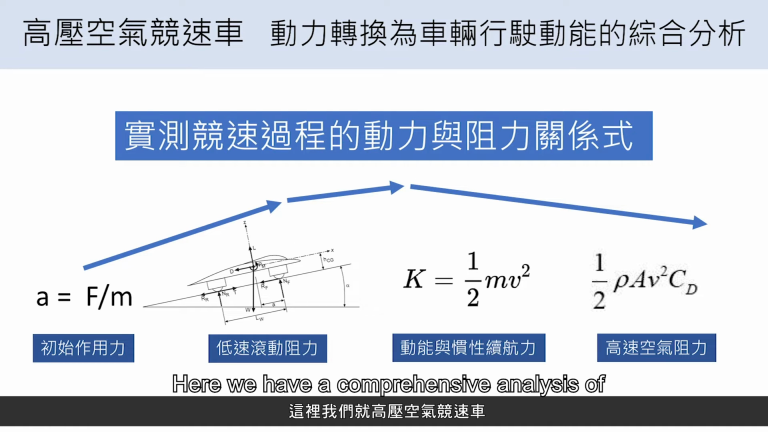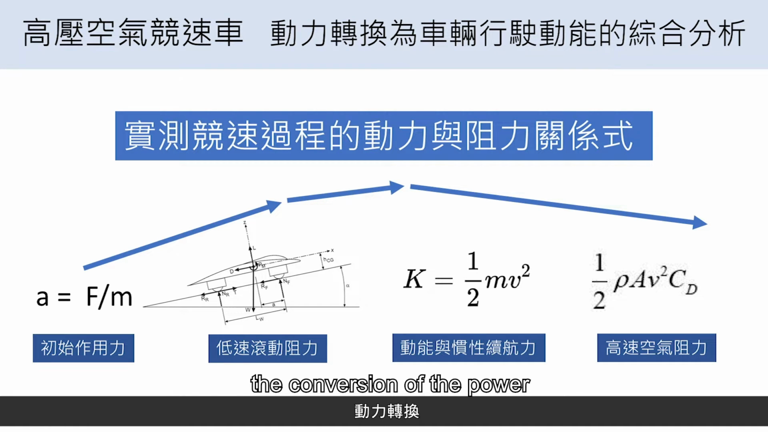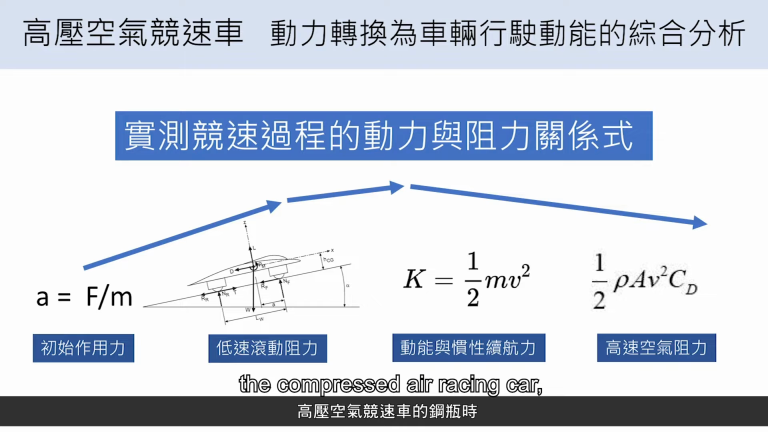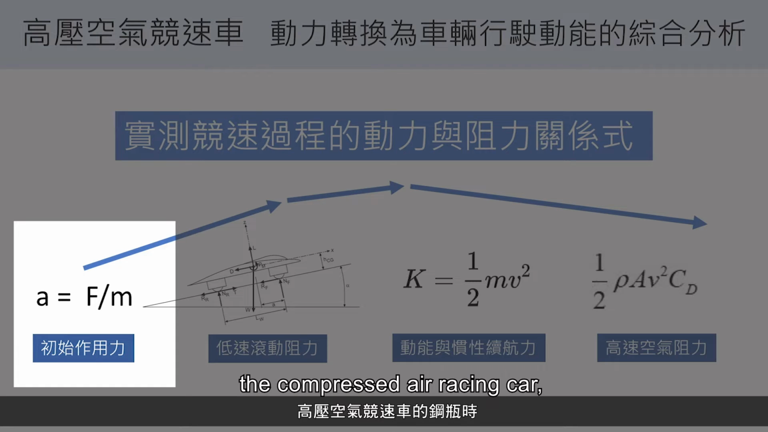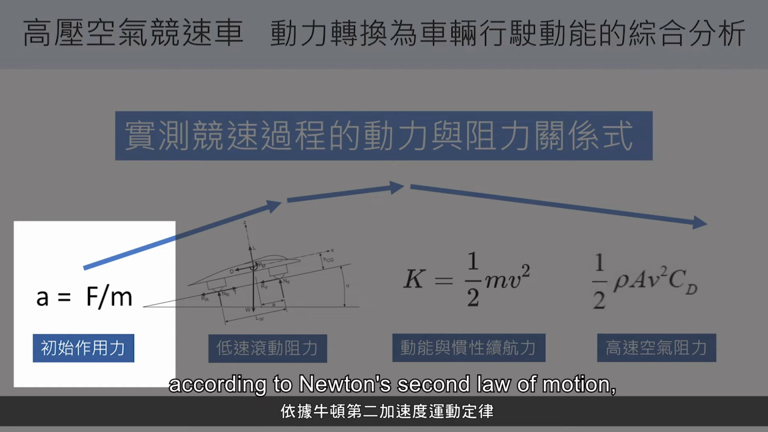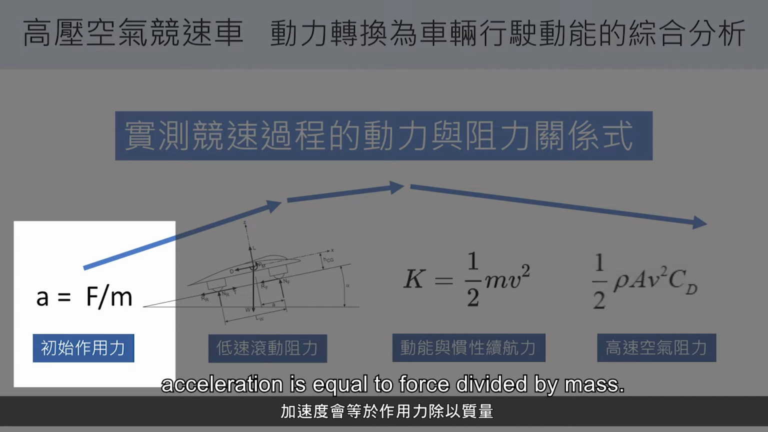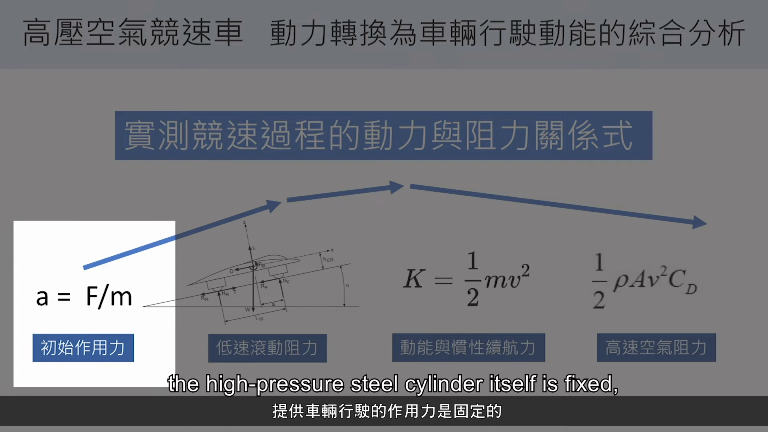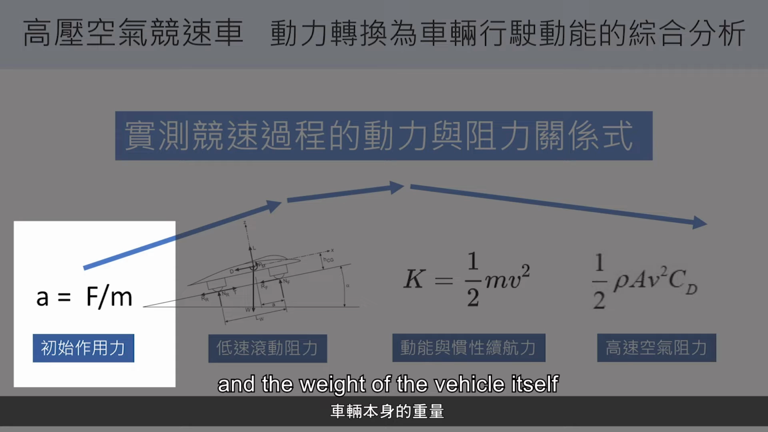Here we have a comprehensive analysis of the conversion of the power into kinetic energy for the compressed air racing car. When we start the cylinder of the compressed air racing car, according to Newton's second law of motion, acceleration is equal to force divided by mass. The force provided by the high-pressure steel cylinder itself is fixed, and the weight of the vehicle itself is the key to the impact of the initial force on acceleration.